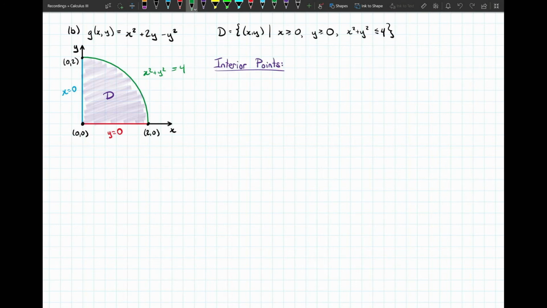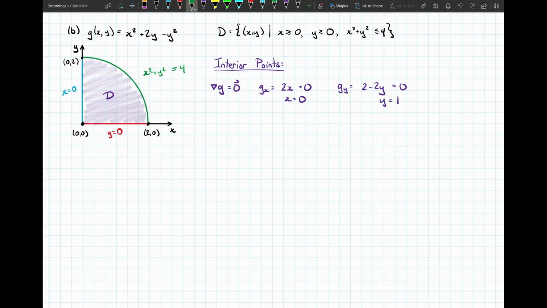Within that region D, we're going to be trying to find points where the gradient of g either equals the 0 vector or is undefined. But once again, we're dealing with a polynomial, and that eliminates the second type of critical point. We only need to consider where the gradient of g is equal to the 0 vector. Splitting that up into 2 equations, we can set g partial x, which is 2x, equal to 0. That gives us one solution, x equals 0. And then we can set g partial y equal to 0. That would be 2 minus 2y equals 0. That equation has the solution y equals 1.